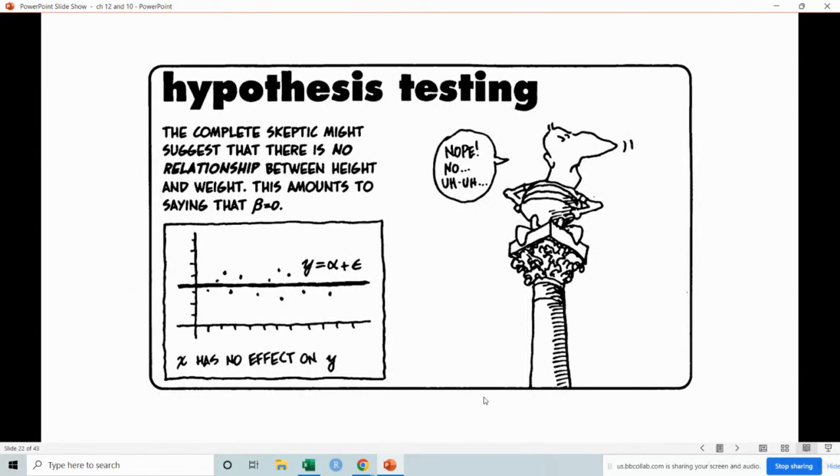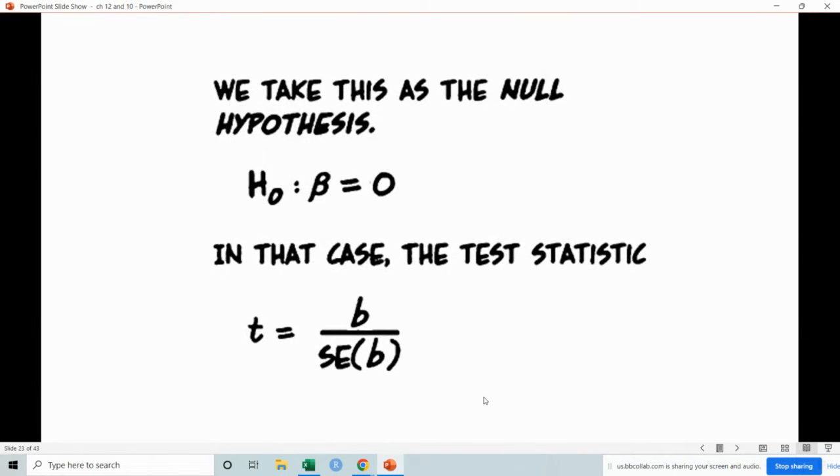All right, so hypothesis testing. We talked a little bit about this last week. The complete skeptic might suggest that there is no relationship between height and weight. That would mean that the slope of the line was 0, right? So x has no effect on y, because regardless of the height, the weight would always be the same. So we take that as the null hypothesis.